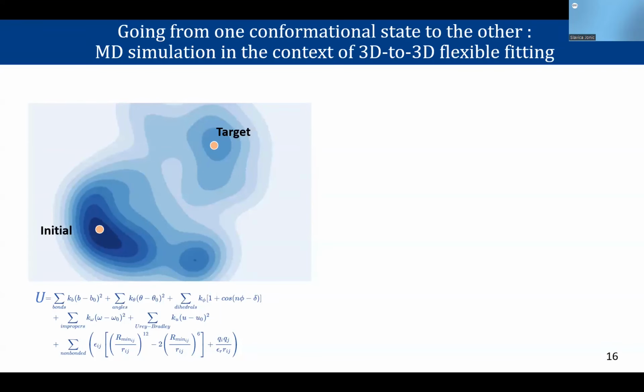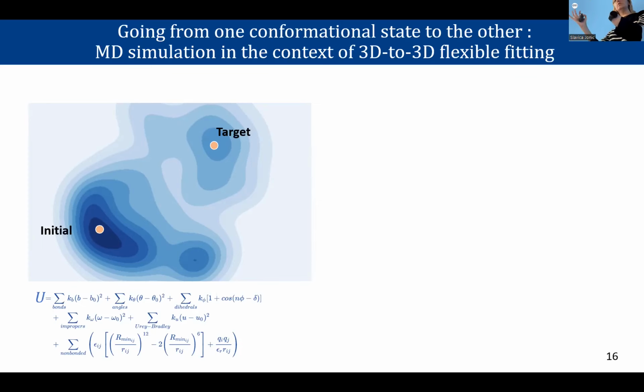So this MD simulation, now we input data here. So you will see how we do this biasing. Actually, this is an example for 3D to 3D flexible fitting. As I said, you typically have one atomic structure that represents one shape, and then you have one 3D reconstruction from EM that represents another shape.